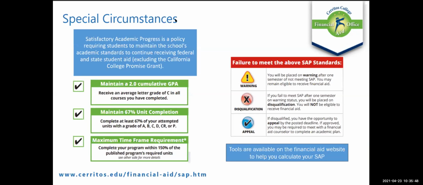You would need to appeal that decision. Our office will review your appeal and then determine if we're able to grant you approval, which would then reinstate your financial aid. Or if you're denied, it would be something like, your GPA is below a 2.0, and you'll have to get it above a 2.0 before we can start offering financial aid.